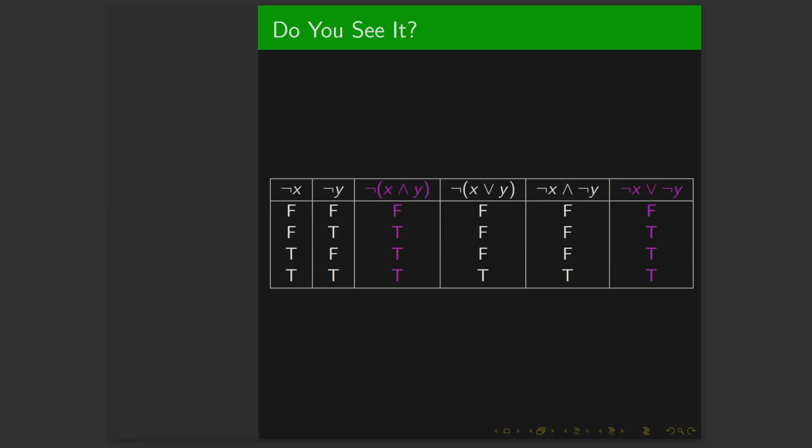So depending on whether x is true and y is true, we can learn about all these other different conjunctions and how they work with their negations. And this is called De Morgan's law. So if you look at here, if you have x and y and we negate that, that's the same as saying not X or not Y.